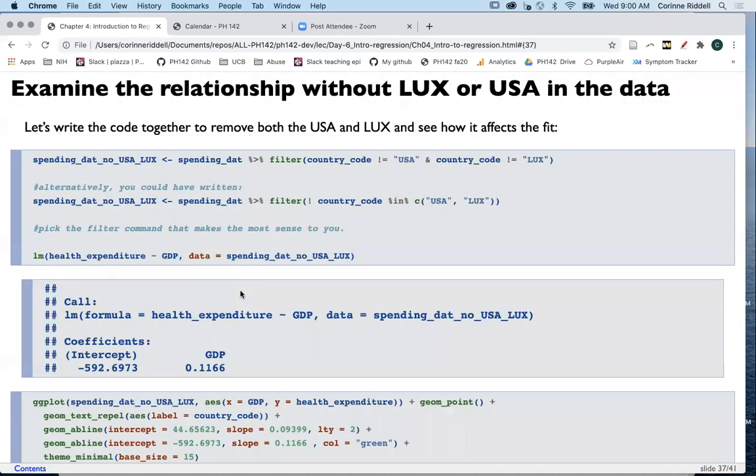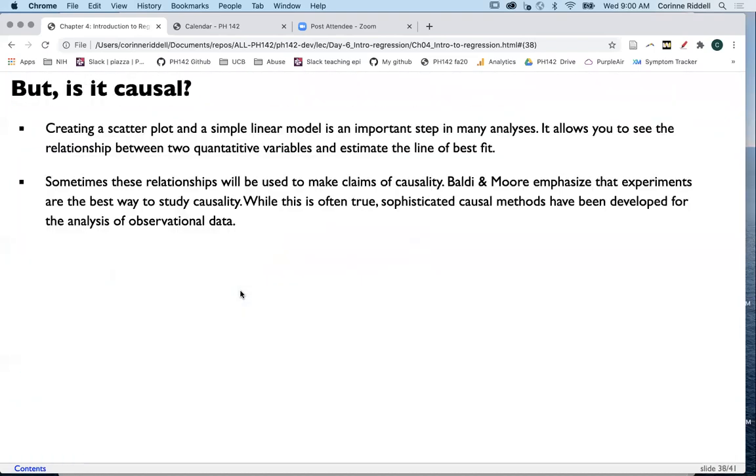So we're going to leave it there. The last two slides are about causal interpretation. So we'll come back to the last two slides on Friday.